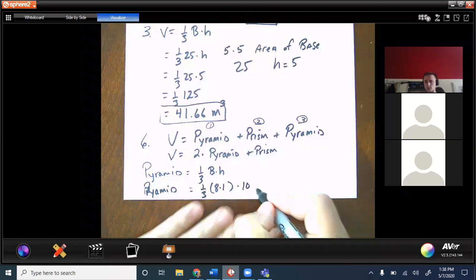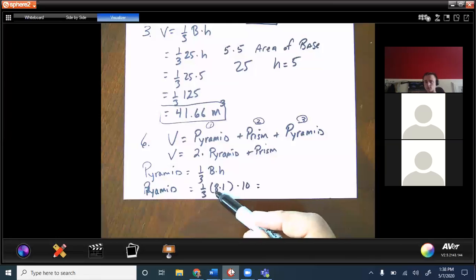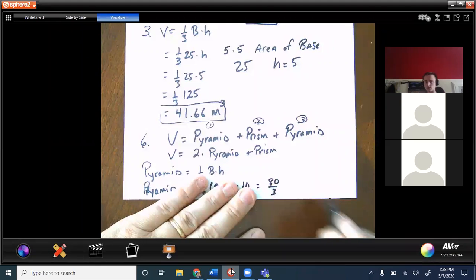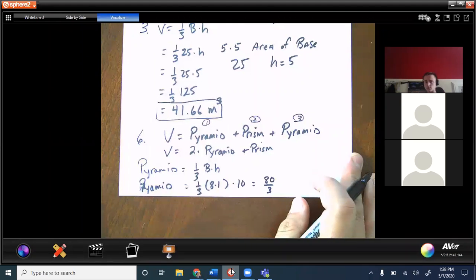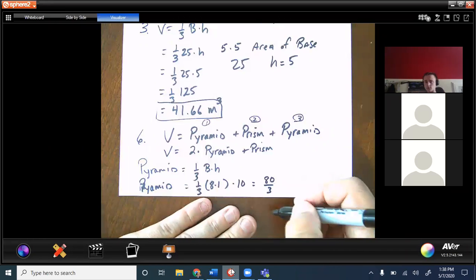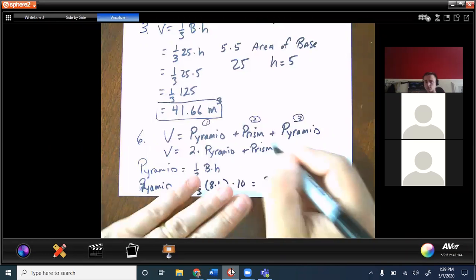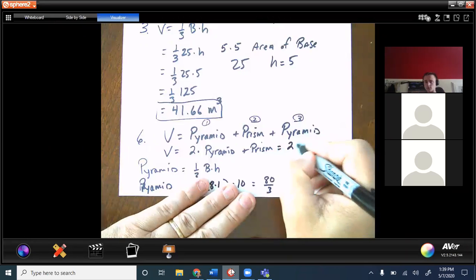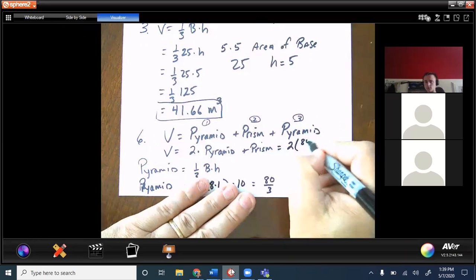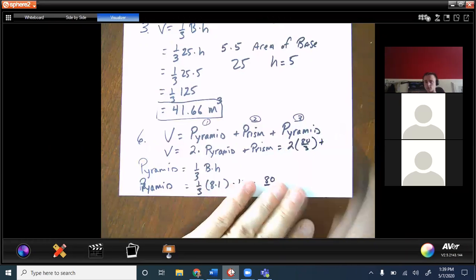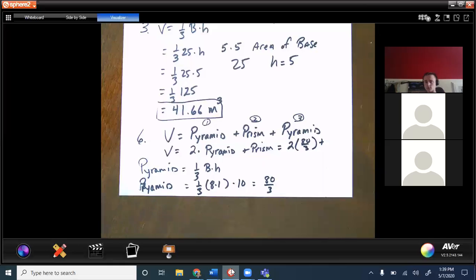Okay, so let's do the math there. 8 times 1 is 8, times 10 is 80, divided by 3. Again, that doesn't turn out equally. And so I would leave it like that. Let's not reduce it yet. Let's just put it into the formula, and we'll reduce it here in a little bit. So 80 over 3. Now let's find the volume of the prism.